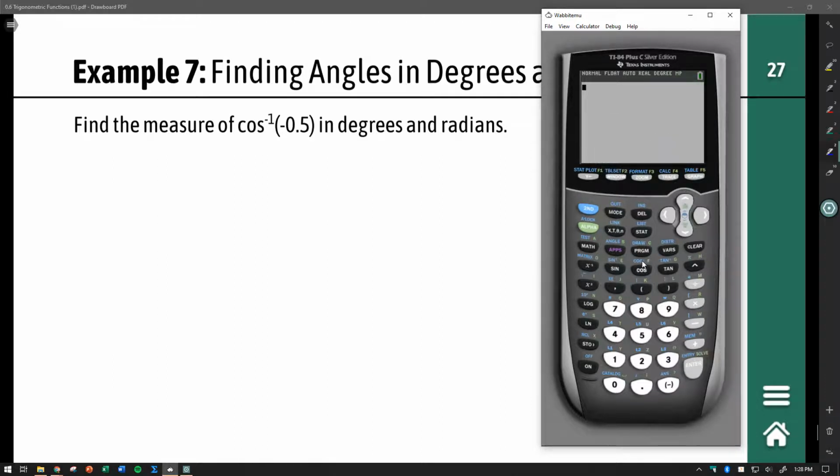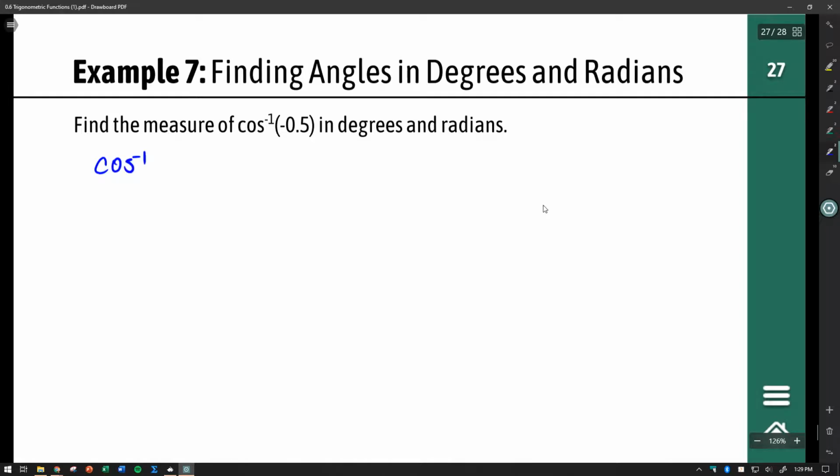So then cosine inverse, you might see it above the cosine button. So we have to hit the second button and then cosine to get cosine inverse. And we're going to type in -0.5 in that parenthesis, hit enter, and we get 120. Okay, so then in radians, let's go back to mode and down to radian, hit enter, second quit there. And let's go second cosine of -0.5 this time. And we're going to get something like 2.094395102.